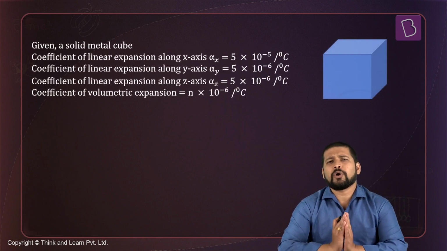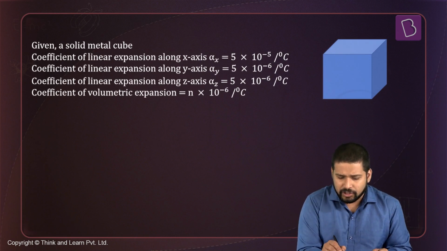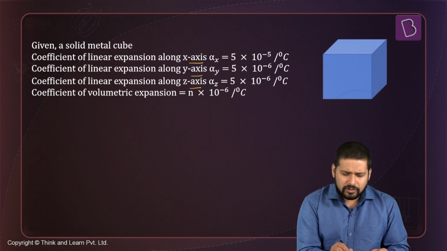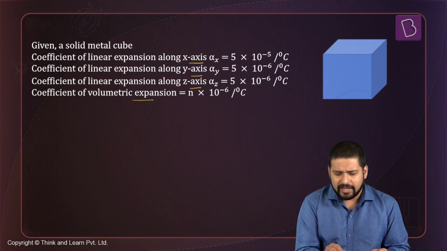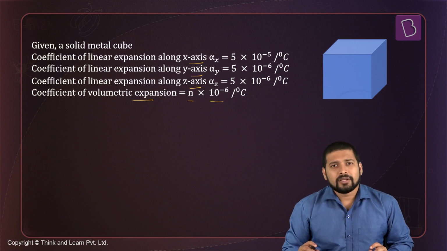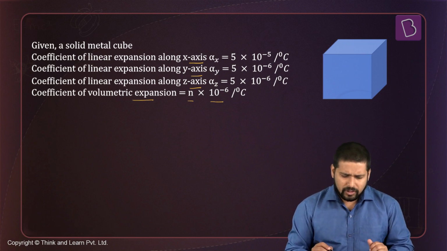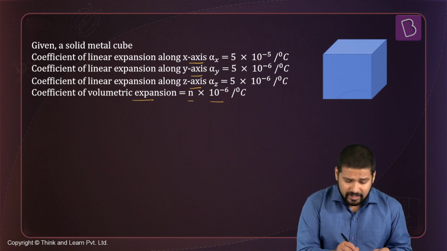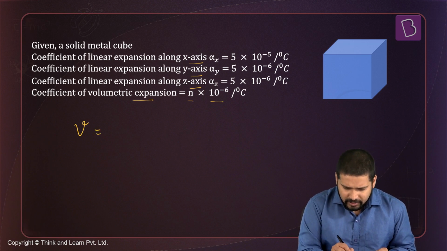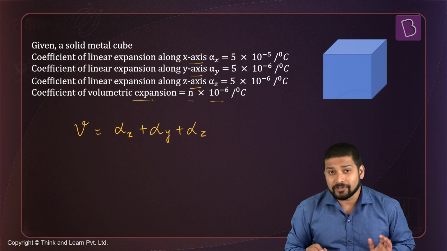In this question, you have a metal cube, and the coefficients of linear expansion along the x-axis, y-axis and z-axis are given. And it's told that the coefficient of volume expansion is expressed as n into 10 to the power of -6 per degree Celsius. We have to find the value of n. If I represent this coefficient of volumetric expansion as gamma, the formula is alpha x plus alpha y plus alpha z. So this is the formula.